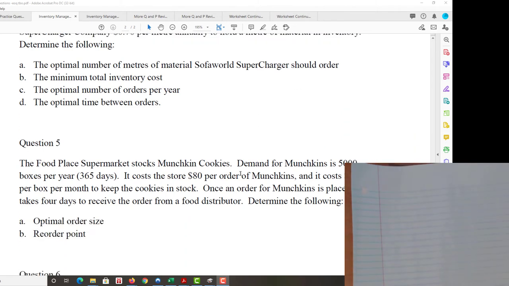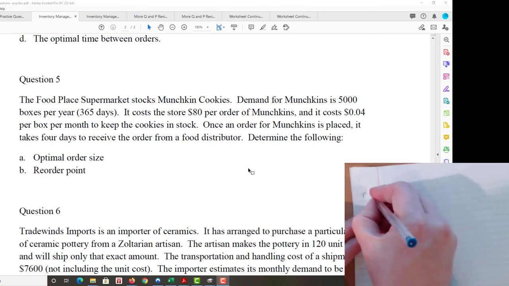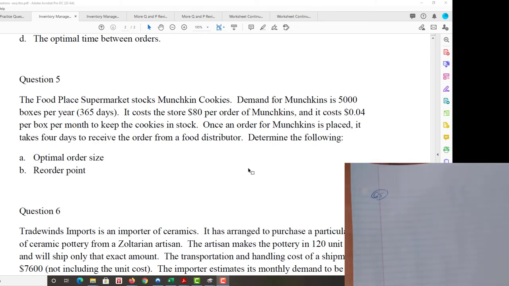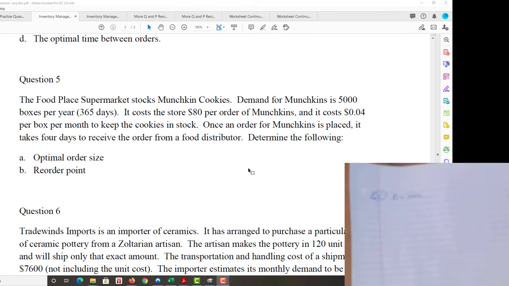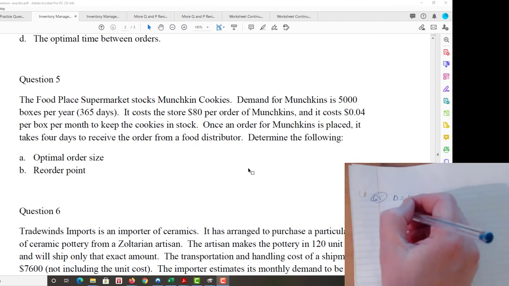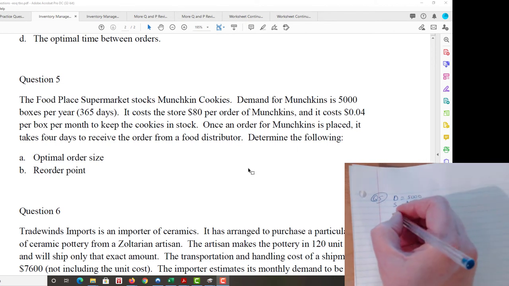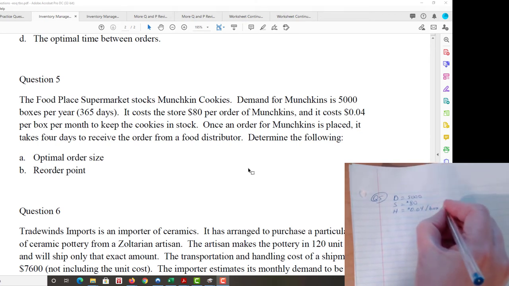Okay, whipping right along. It's question number 5, just to round out in case you need talkies to go with the answer key. The food place supermarket stocks Munchkin cookies. Demand for Munchkin cookies is 5,000 boxes per year. Okay, D equals 5,000. It costs the store $80 per order of Munchkins. So S is $80. It costs 4 cents per box per month to keep the cookies in stock. So $0.04 per box per month.